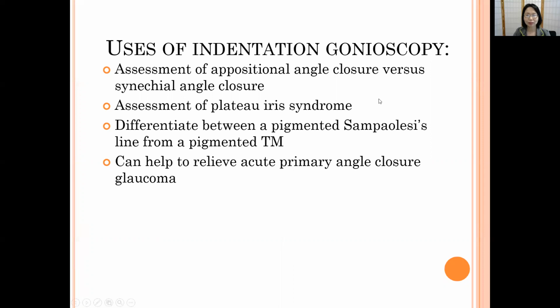You can differentiate a pigmented Sampaolesi's line from a pigmented trabecular meshwork. And Sampaolesi's line, even though it's more common in exfoliation syndrome, can be seen in normal patients as well, and also in primary open angle glaucoma patients. Basically what it means is that the non-pigmented trabecular meshwork is now filled with some amount of pigment. And indentation gonioscopy can potentially relieve acute primary angle closure glaucoma. However, it's not very effective in practical terms.